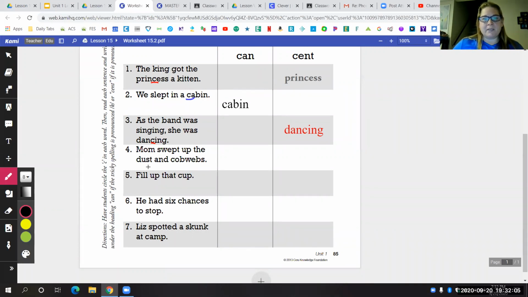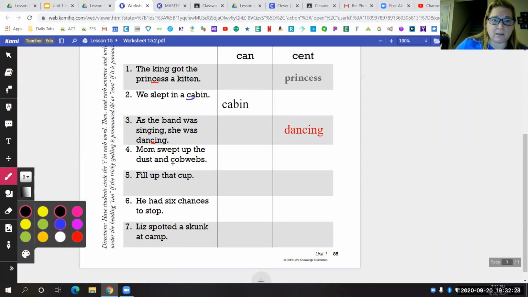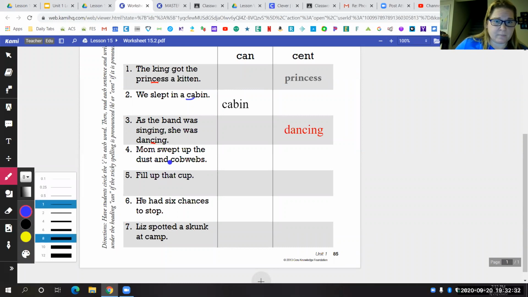Okay, so here's another one. Mom swept up the dust and here's the word with the C. Cobwebs. Cobwebs. Okay, I know that word, but let me try it the other way. Sobwebs. That doesn't sound right at all. So what would I do here? I'm going to underline the C in blue.